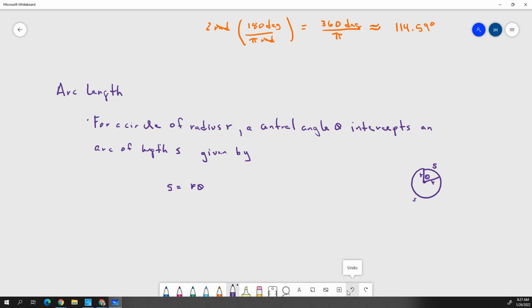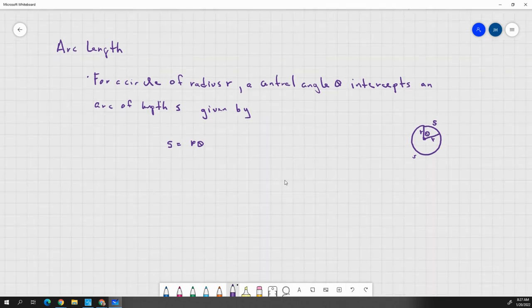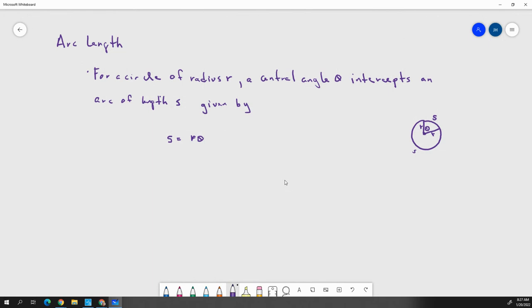Does that make some sense? Will we put it into play? Yeah, we will. We have to remember, though, that this is true where theta is measured in radians. That means if they give us degrees, we have to convert it to radians, right? And are they going to give us degrees? Absolutely, because they're not going to make it easy on you.